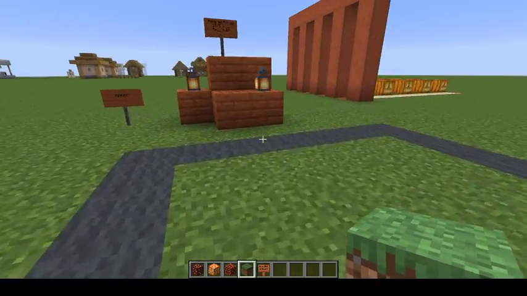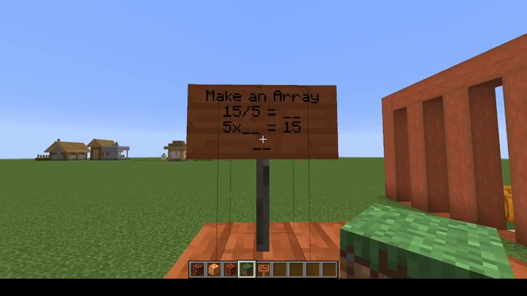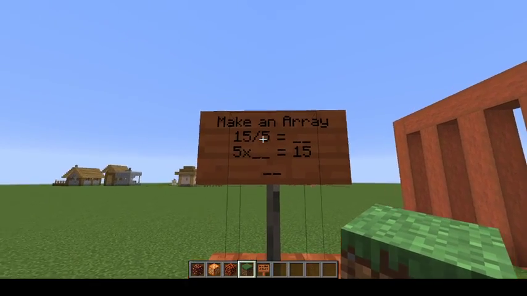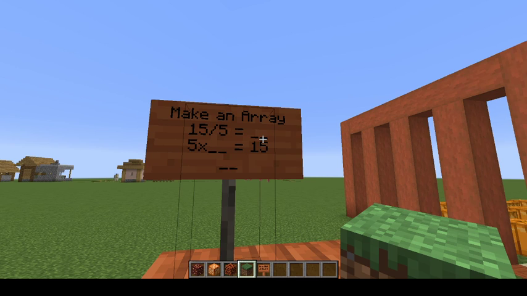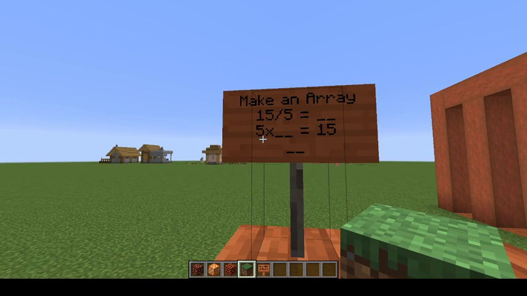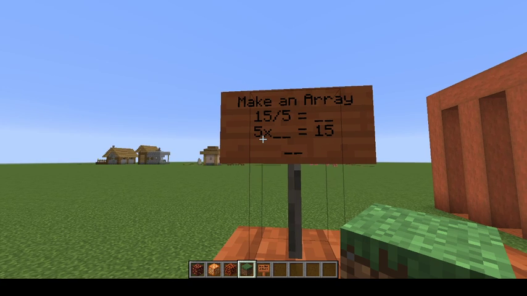So first of all, what we're going to do is for the array. Since we have our 15 divided by 5 equals blank, we wanted to turn that into a multiplication equation. So we turned it into 5.